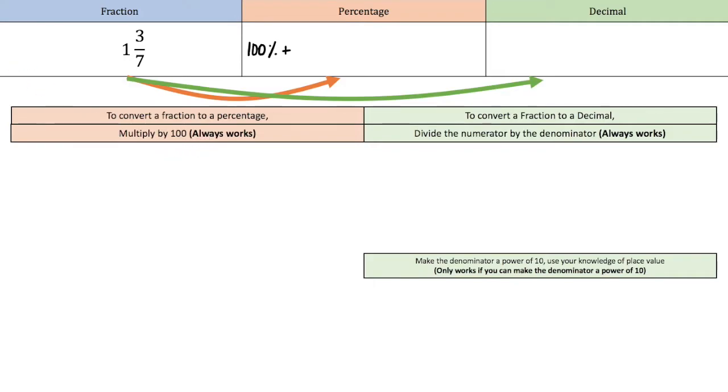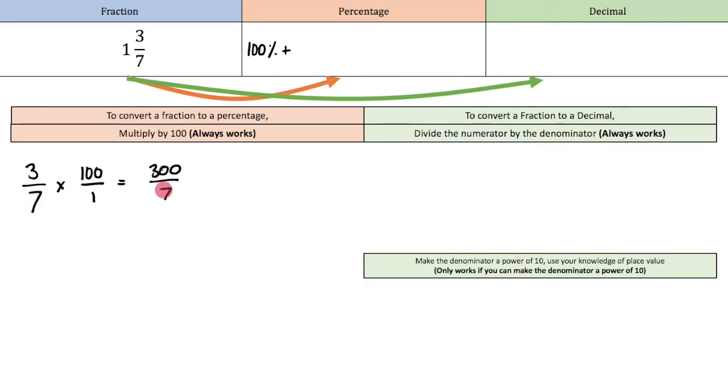Thank goodness for that. So it's going to be 3/7 multiplied by 100 over 1. Now, what do we notice here that's a little bit different to what we've previously seen? Well, I can't simplify or cancel anything out here, neither diagonally or vertically. So that means I'm just going to have to multiply. 3 times 100 is going to be 300, and 7 times 1 is 7.